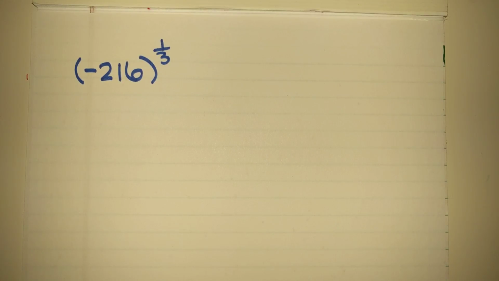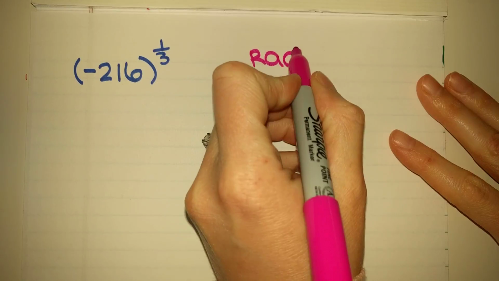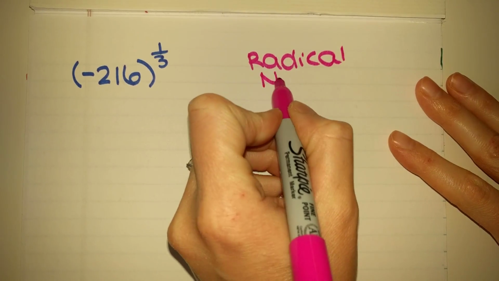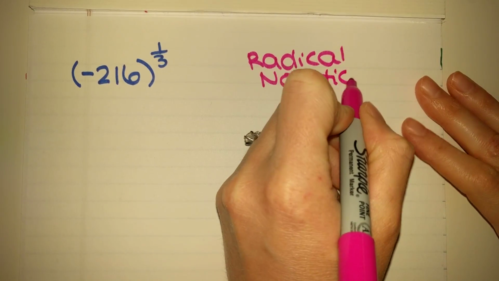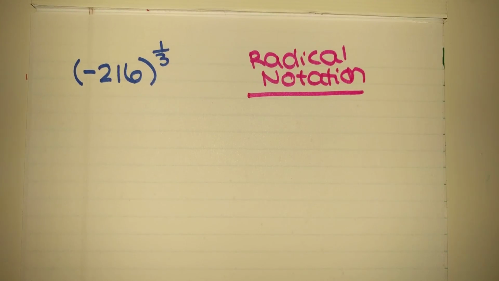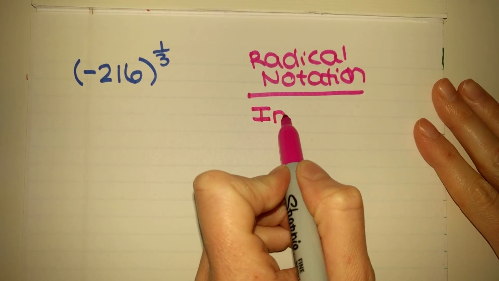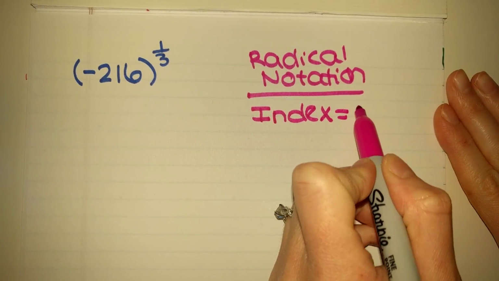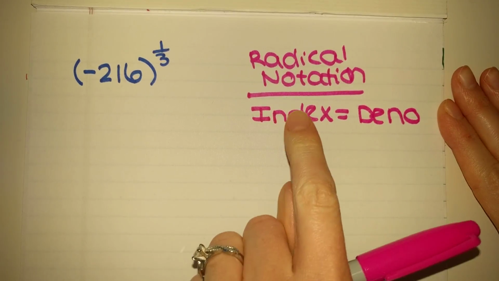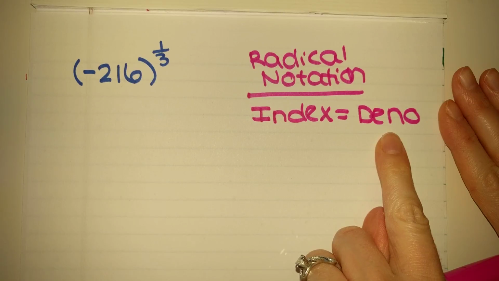All right, so here we want to convert into radical notation. And again, the key phrase is that you will see radical notation in the answer choices, or they'll actually use the verbiage radical notation in the instructions. So when this happens, the driving force, the determining factor here, is that the index is going to be equal to the denominator.